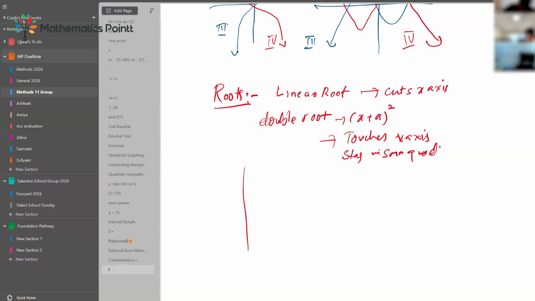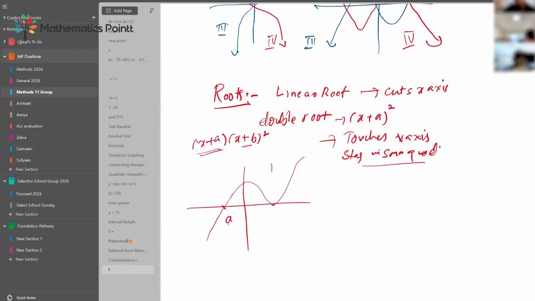What does that mean? If you have something like (x + a)(x + b)², x plus a is a linear root. So that means the graph will cut. Let's say this is a. And b is a double root. That means it will touch. It will go touch and stays in the same quadrant. It was sitting in the first quadrant, touches, just stays there.